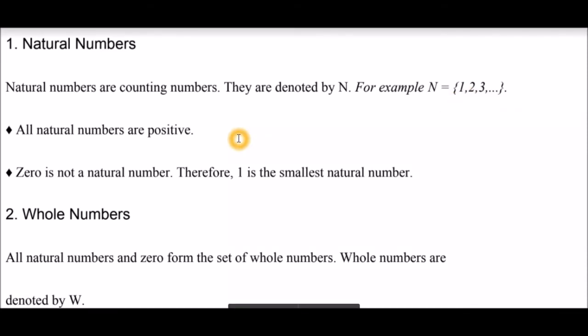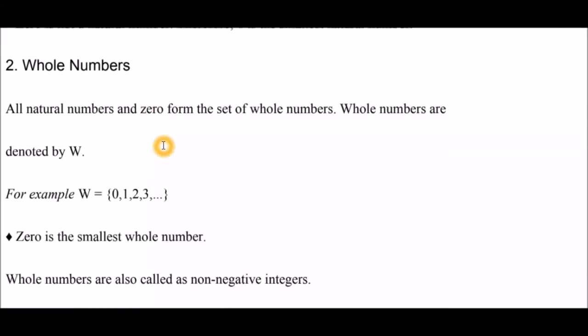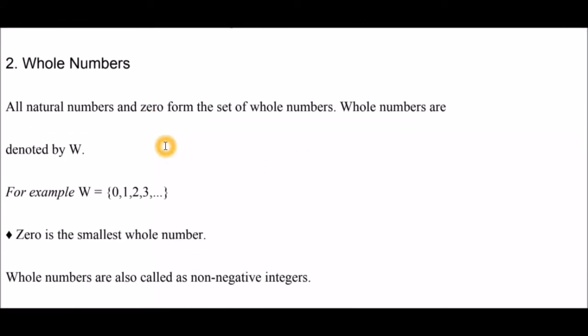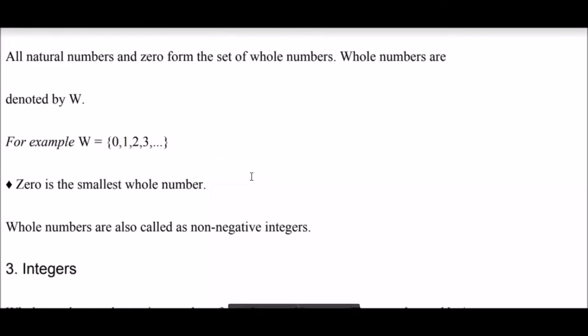Okay. Now coming to the second one, whole numbers. Natural numbers start from 1, 2, 3, and so on. All natural numbers and 0 form the set of whole numbers. Whole numbers are denoted by the letter W. For example, W is equal to all natural numbers starting from 1, and 0. Therefore, whole numbers W is equal to the set of 0, 1, 2, 3, etc. Which is the smallest whole number? 0 is the smallest whole number.